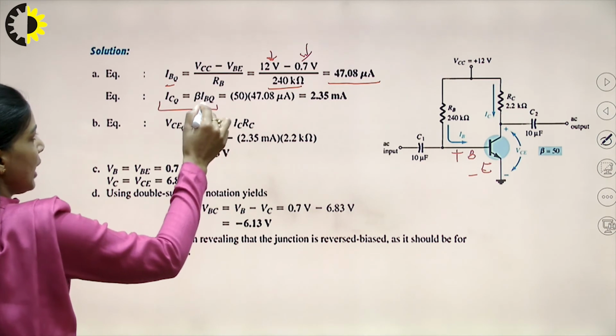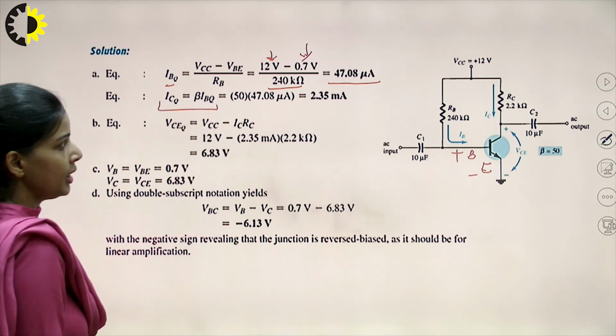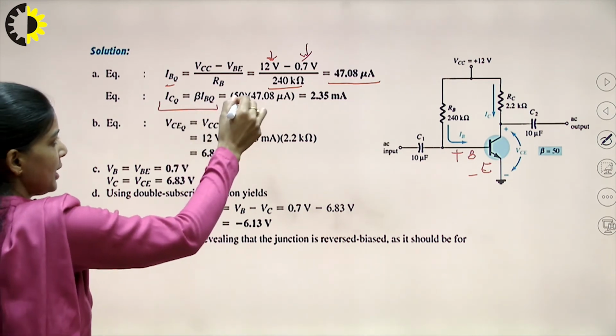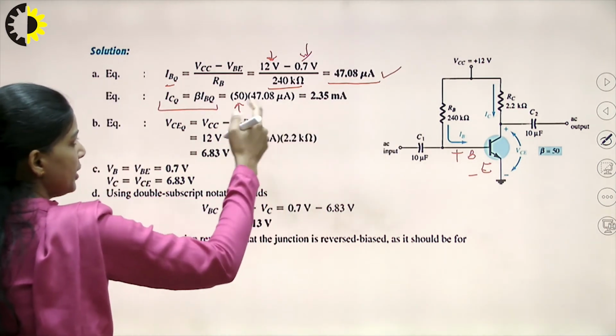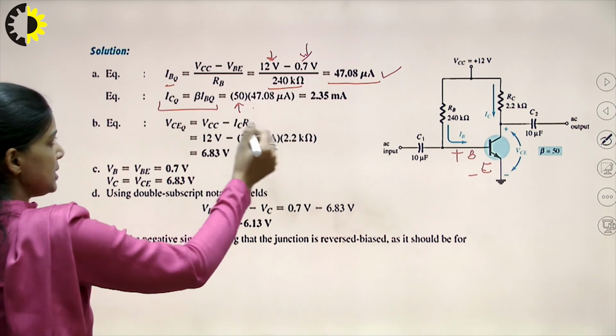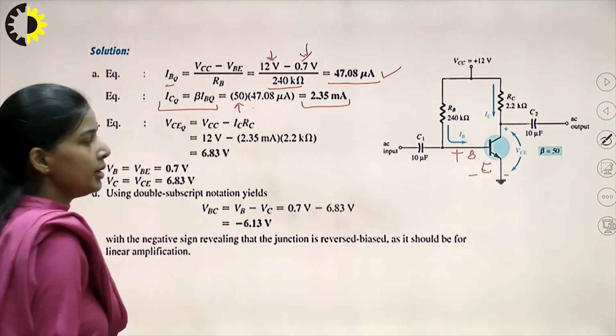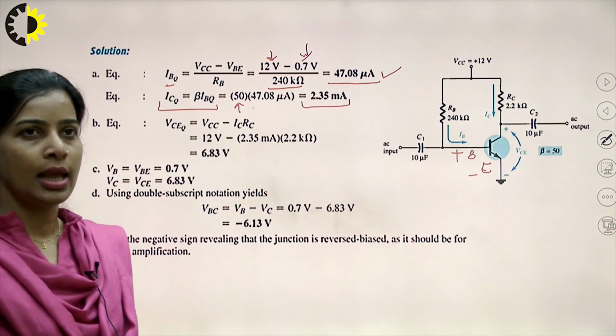This is a very well known expression: IC is equal to beta IB. IB we have calculated, beta is given in the question as 50, and IB is 47.08. So putting this value, we get ICQ as 2.35 milliamperes.